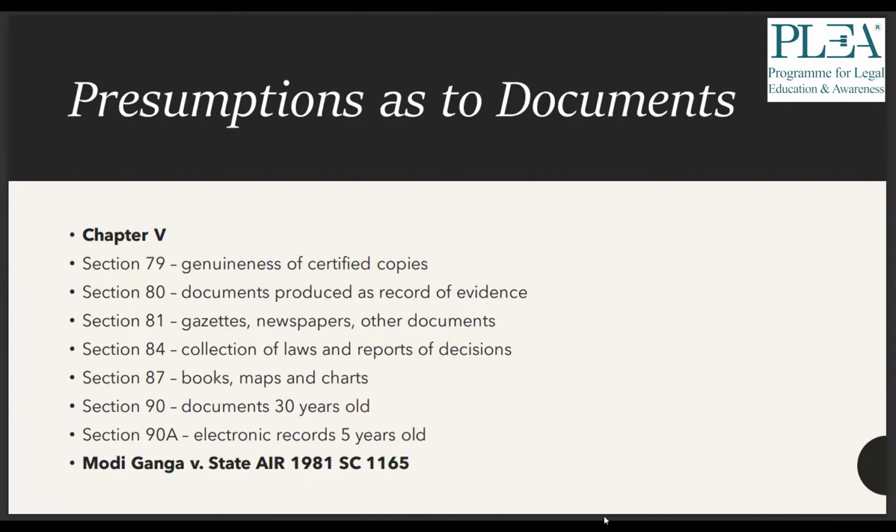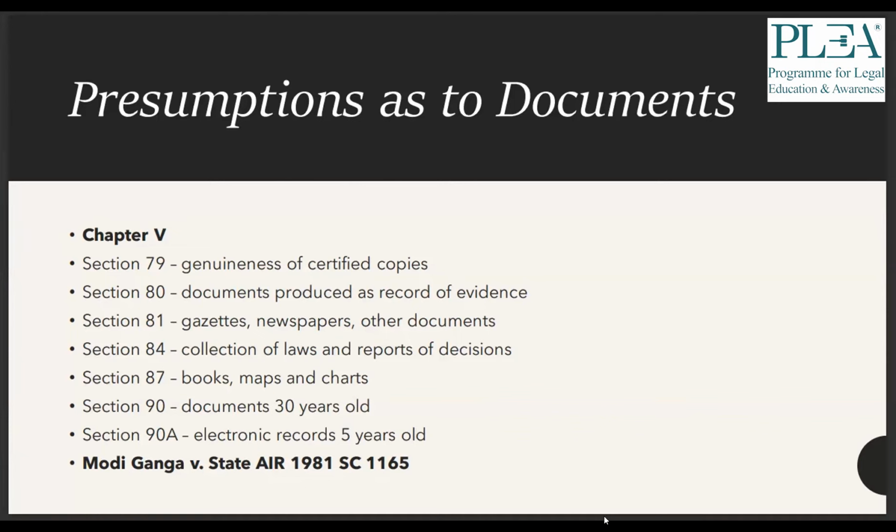Section 84 includes collection of laws and reports of decisions. So basically, if you have furnished an order of the lower court to be considered or reconsidered in the higher court, this is the section that you need to invoke. As per section 84, the order of the court is considered as evidence. Section 87 talks about books, maps, and charts. Section 90 talks about documents which are 30 years old.